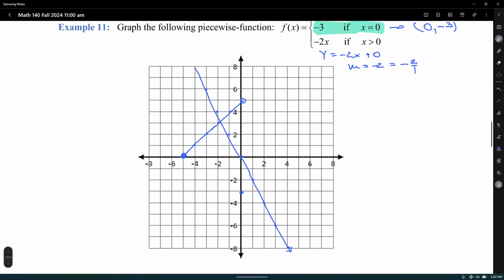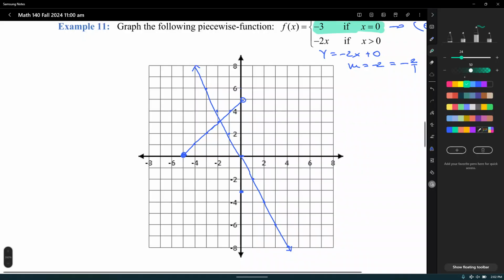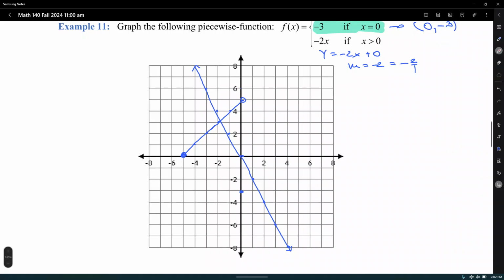But again, look at the condition. This would be the graph of the diagonal line for all real numbers. However, the condition here states that we only want the part that goes between 0 and on, actually excluding the value for 0. That means we only want the graph to the right, as the inequality symbol indicates. I'm going to erase everything else, the part that goes to the left. And that is how we graph our second piecewise function.